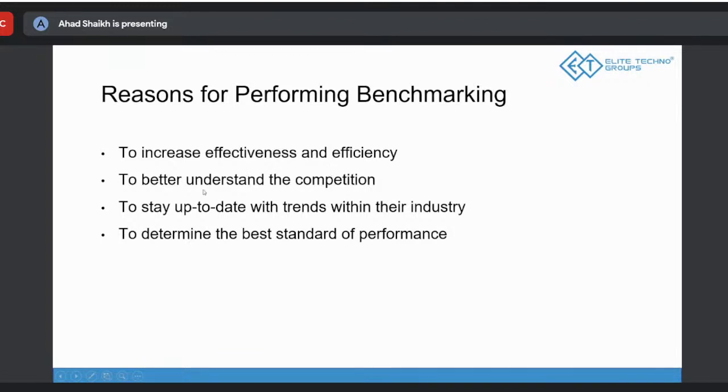And we will be able to understand what exactly other competitors are doing. So that will also be one reason. And you will be updated on what exactly the other players in the market are doing, and what your standpoint is in the race. And lastly, you will know who is doing the best and how you can perform the best in that. So these are some reasons for performing benchmarking.